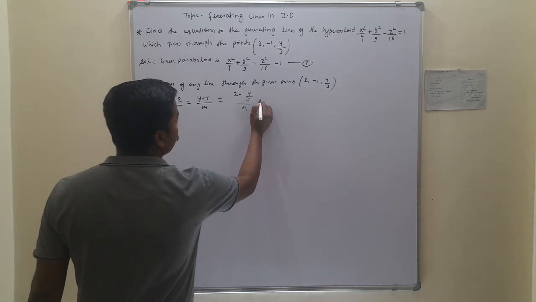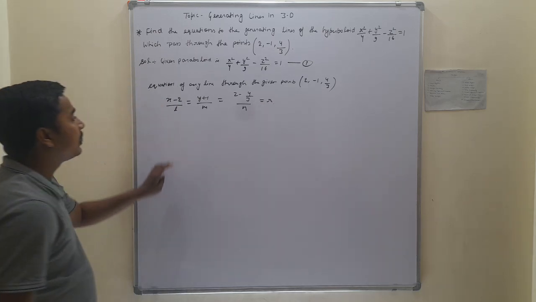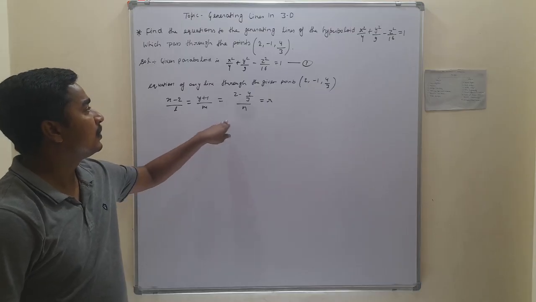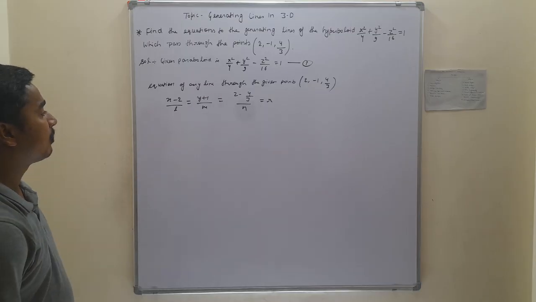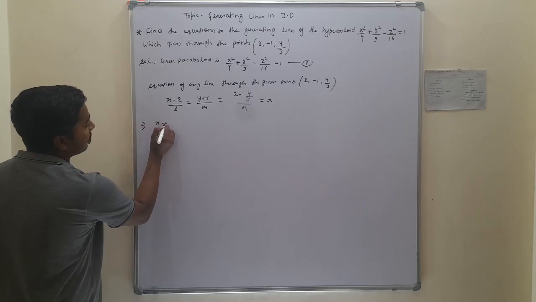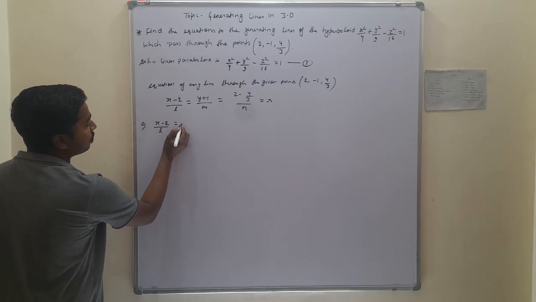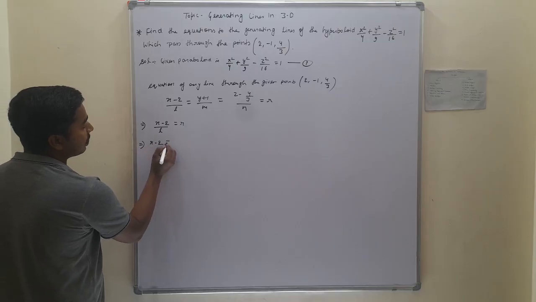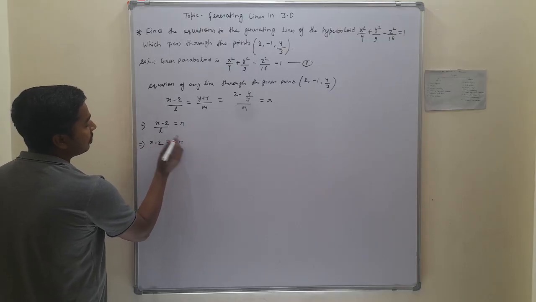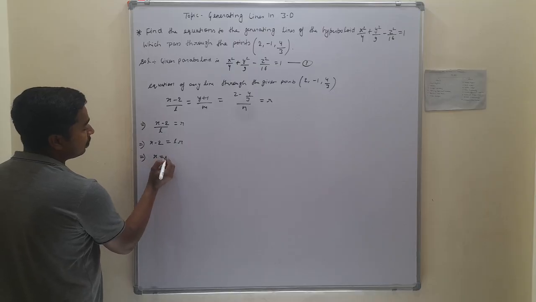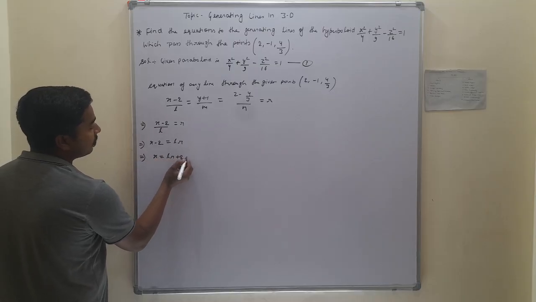Let this be equal to r, and from here we have to calculate the values of x, y, z which satisfy the given hyperboloid. First we calculate: x minus 2 upon l is equal to r. We get x minus 2 is equal to lr, by cross multiplication. This gives x is equal to lr plus 2.